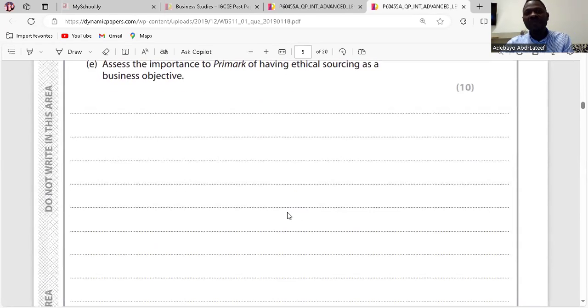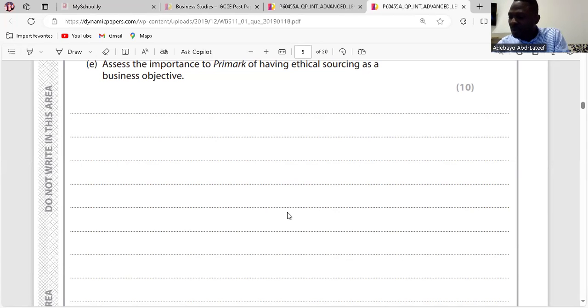Assess the importance to Primark of having ethical sourcing as a business objective. So first, what is ethical sourcing? Ethical sourcing means the transaction of buying raw materials from businesses that are socially responsible, that have made positive impact to the environment. So if you have made positive impact to the environment, it means you are socially responsible. Do you understand? So you have to transact with those businesses. If you do that with those suppliers, it means you are ethically sourcing for your products. Is that clear? Yes. So what are the advantages or benefits of ethical sourcing to Primark?